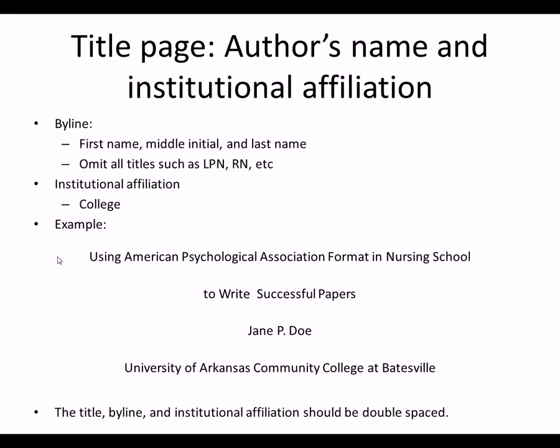So an example of what we've talked about, putting it all together so far: Using American Psychological Association Format in Nursing School to Write Successful Papers. That was our title. Jane P. Doe. University of Arkansas Community College at Batesville. I cannot write out UACCB. It has to be University of Arkansas Community College at Batesville. So now here's an example of a title, a byline, and the institutional affiliation. And all of this is double-spaced.